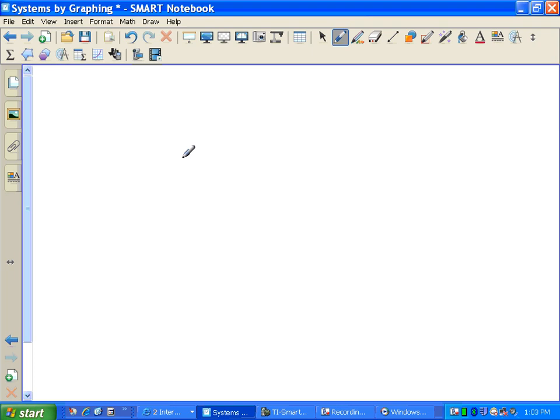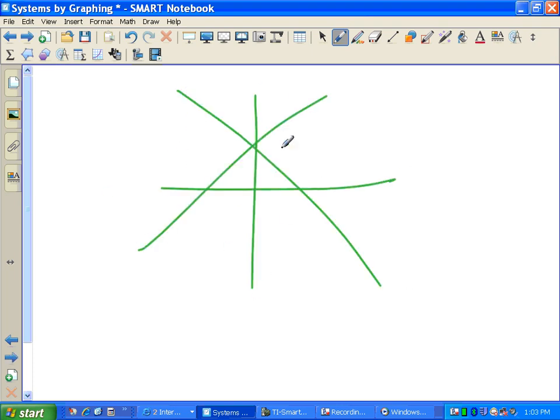Systems by graphing. Should be good. We graph some stuff. We hope we get some intersections, and everything is nice. Oh, there we go. Let's make it a person or something.